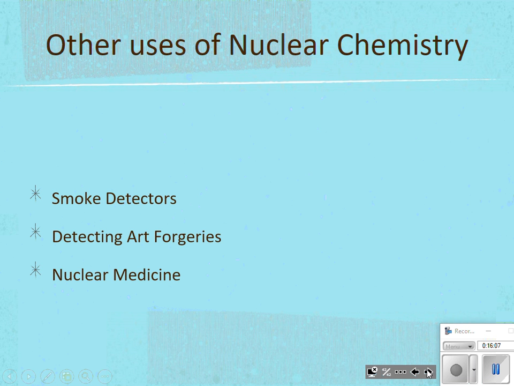Nuclear medicine is a third one. We talked about iodine-131, which is used to treat thyroid cancer. Fluorine-18, on your worksheet last night, is used in PET scans to study your brain functions. So we have many uses for this nuclear chemistry.